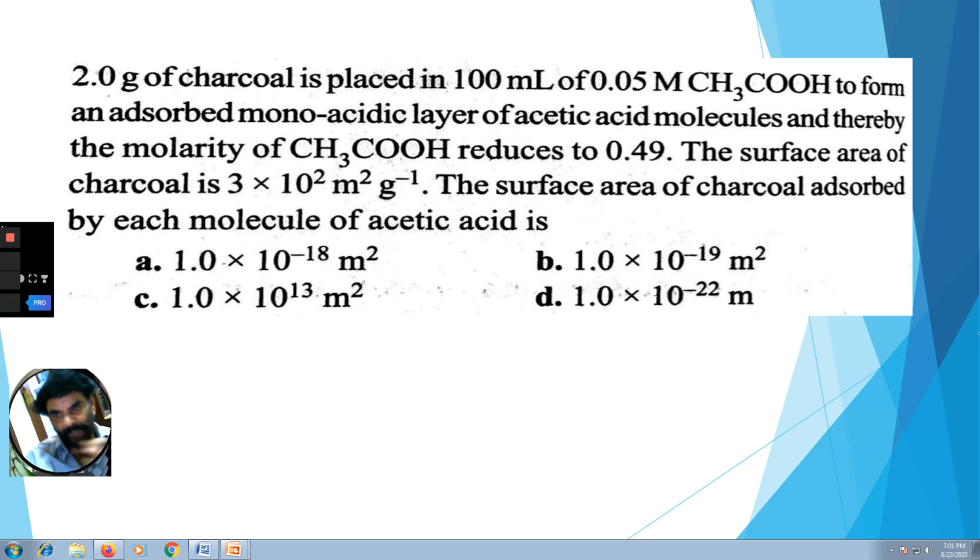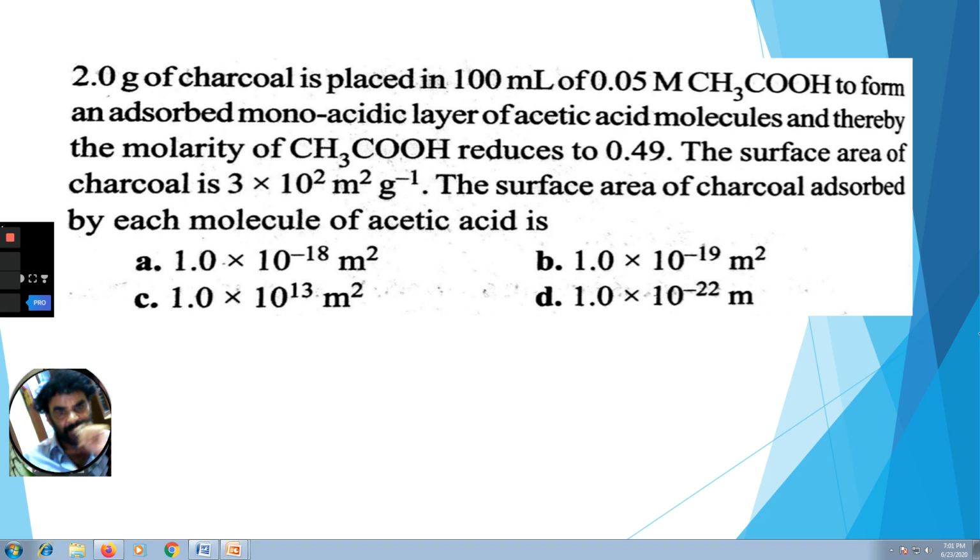And total surface area of the charcoal is given, 3 into 10 to the power 2 square meter per gram. It is the surface area of 1 gram of the charcoal that is given. But 2 grams of the charcoal is given. Total surface area of the charcoal is 2 into 3, that is 6 into 10 to the power 2 square meter is the total surface area.